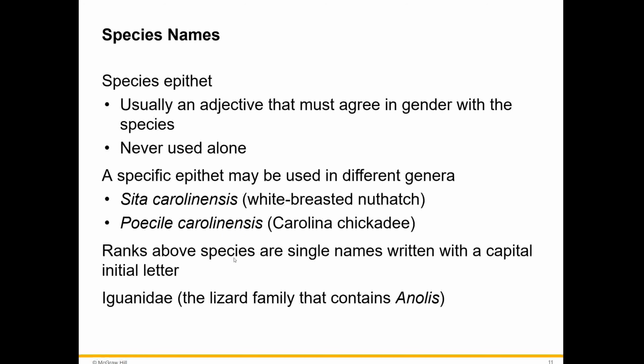What do I mean by ranks above species? Well, I'm talking about Dear King Philip here. So if you're talking about the kingdom of animals, scientifically, you would write Animalia and it would be capitalized. Or if you're talking about Iguanidae, which is a family of lizards that contains the anoles, you would just capitalize Iguanidae because this is a rank above species. Okay.